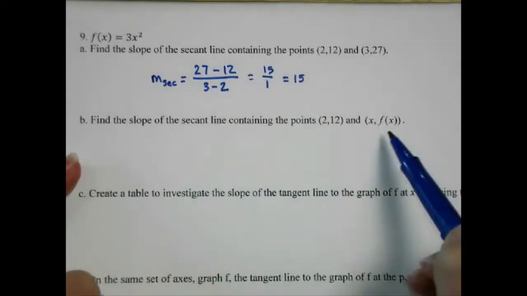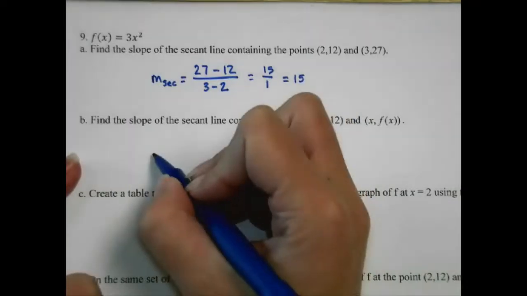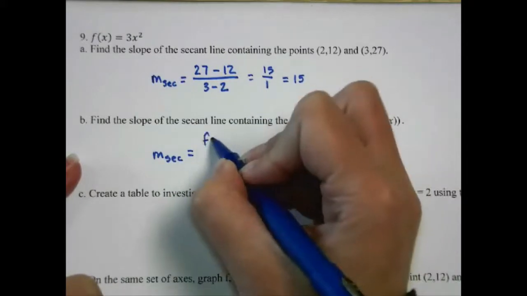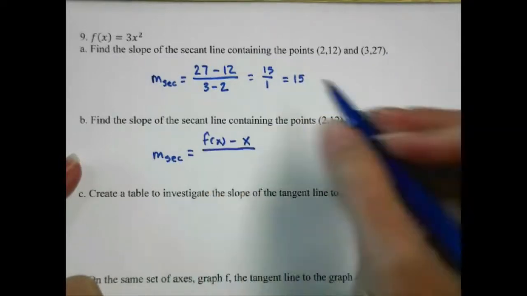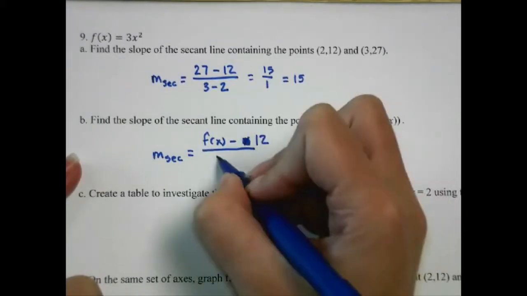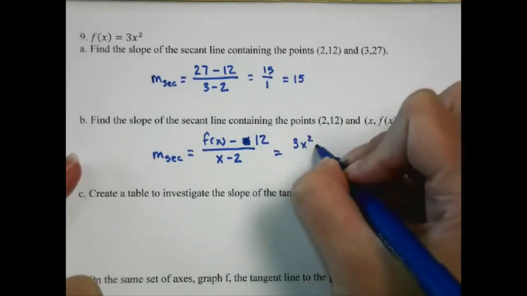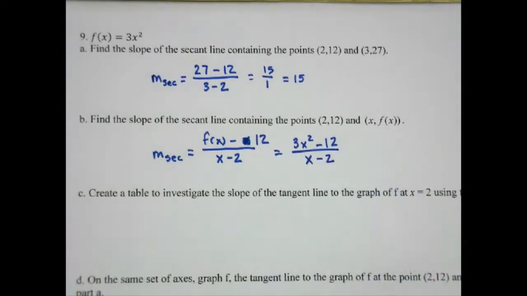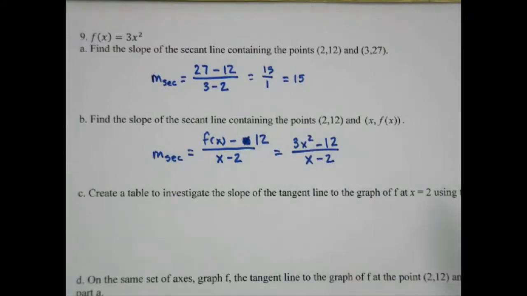So if I were to draw this graph, that would be that slope. Now we're going to do the same thing, but rather than having a specific point, we're going to do this generically. So the slope here is going to be f of x minus 12 over x minus 2, with f of x being 3x squared. Okay, so this would be the slope of the secant line, and then you would just plug in whatever value of x you were interested in.